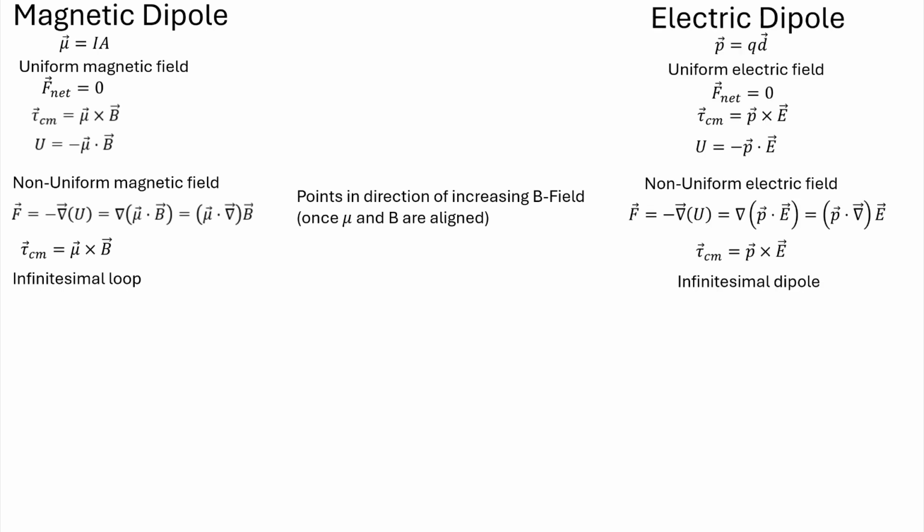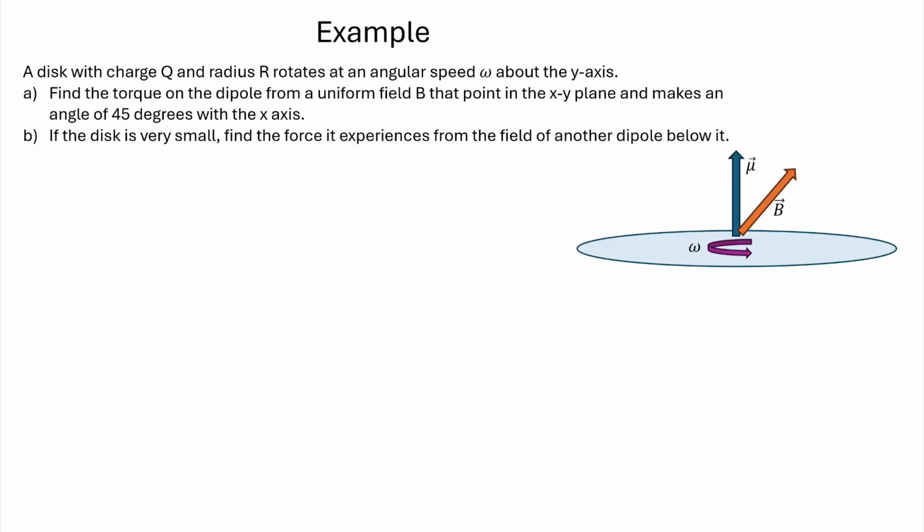I just want to compare this quickly with electric dipoles. If you feel comfortable with electric dipoles, for magnetic dipoles all I'm doing is swapping out symbols. Instead of a p, I have a mu, and instead of an E, I have a B. Otherwise, it looks pretty much like the same theory. They both behave the same way. Electric dipoles move toward increasing fields once they rotate as well. Okay, back to our example.